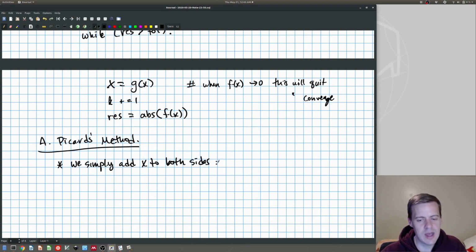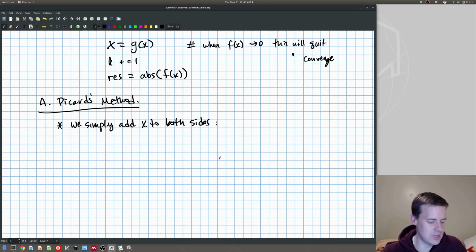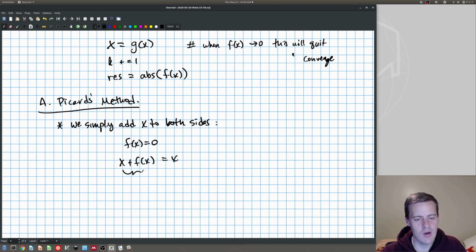Right? Did you think of that one? I thought of that one, I think, the first time I ever saw this. So I take f of x equals 0, okay? And I just add x to both sides. So I do x plus f of x equals x. And now I call this guy g of x. Okay? So in this one, g of x is just defined as x plus f of x.